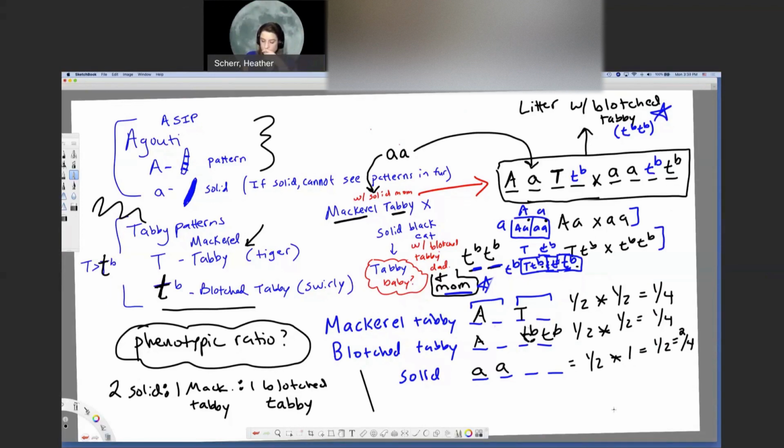How do you get the little t superscript b on the left-hand side, the left parent? This one here? Mm-hmm. So they've already had a litter of babies, and they've had a blotched tabby baby in there. Yeah.